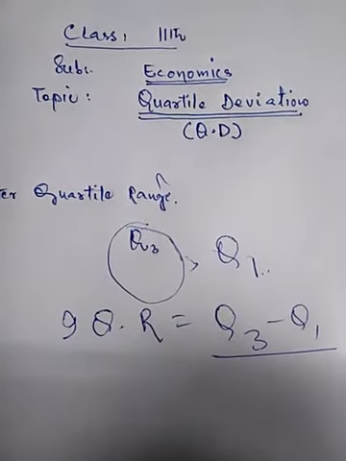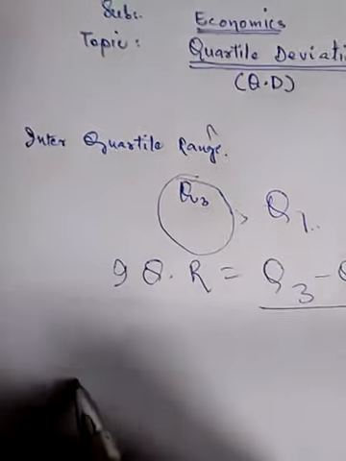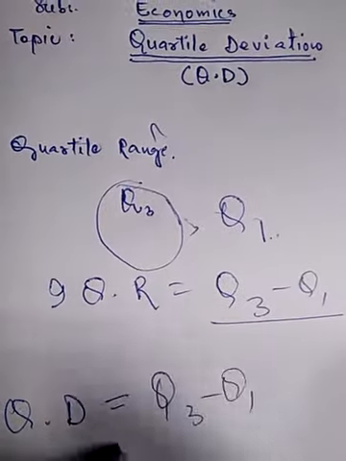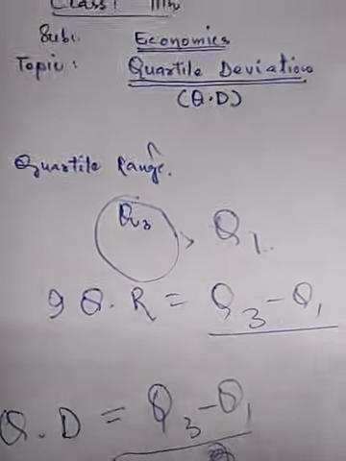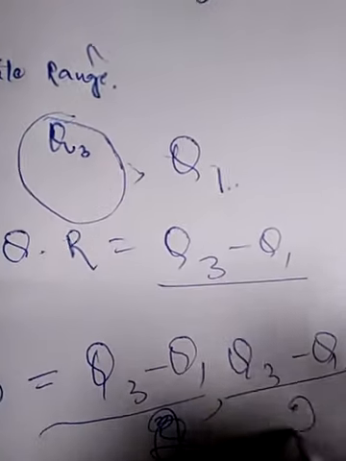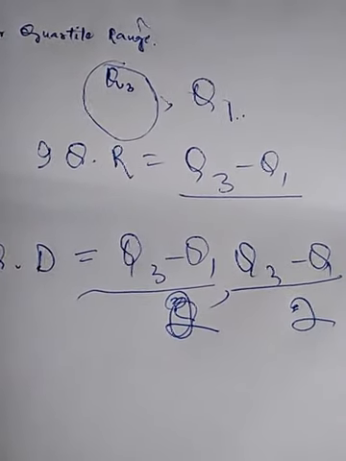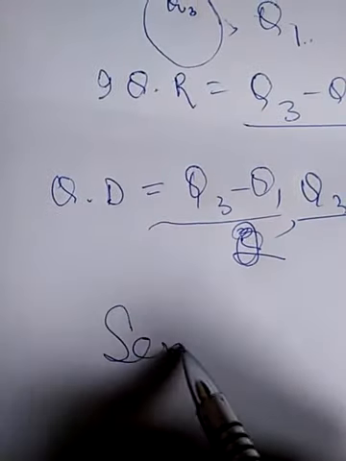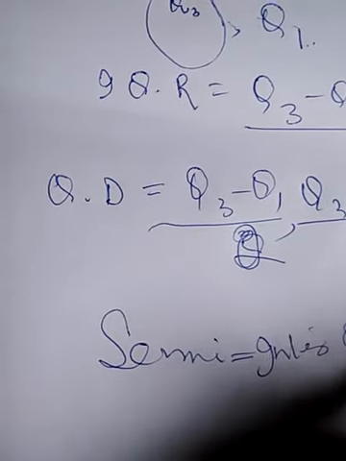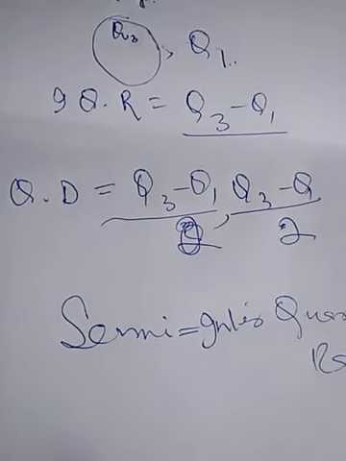So far as quartile deviation is concerned, it is simply the half of interquartile range. Quartile deviation is equal to half of interquartile range, that's Q3 minus Q1 divided by 2. It's also called semi interquartile range. Quartile deviation को हम semi interquartile range भी कहा जाता है, right?